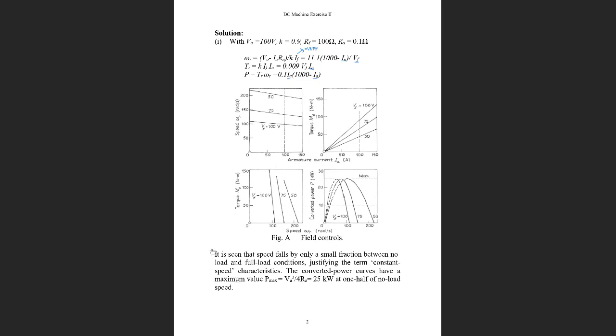So we have these statements. It is seen that the speed falls by only a small fraction between the no-load and full load conditions, justifying the term constant speed characteristics. For this kind of motor, the armature voltage is fixed and the field voltage is changed. So the speed changing, look at here.